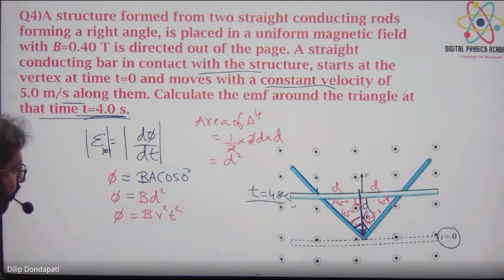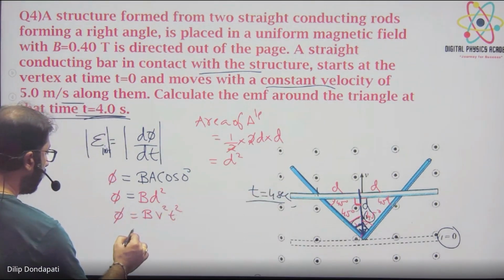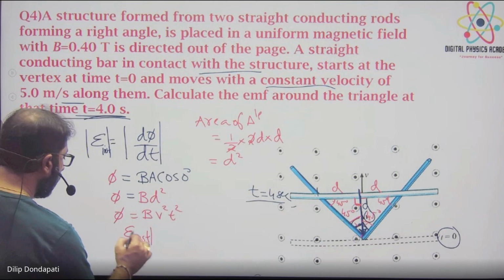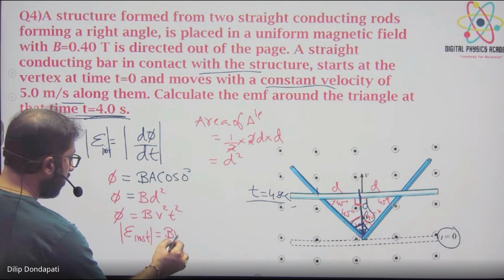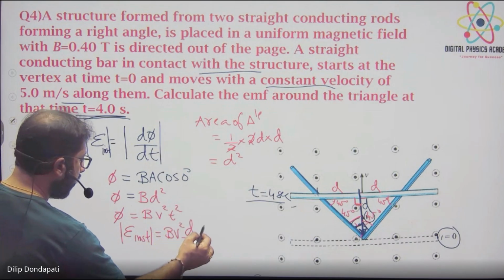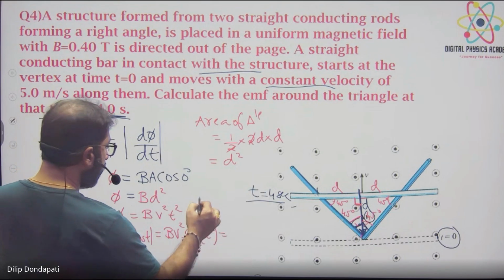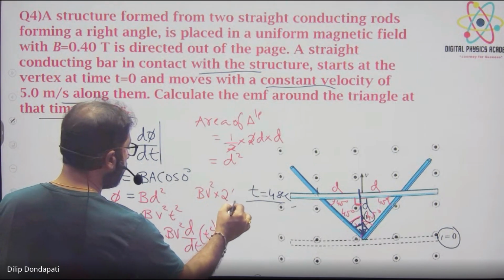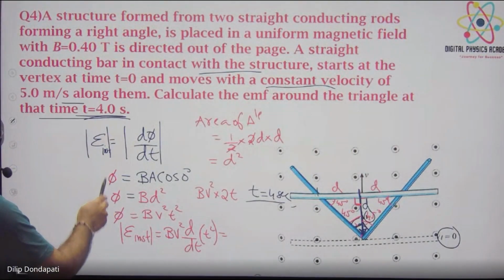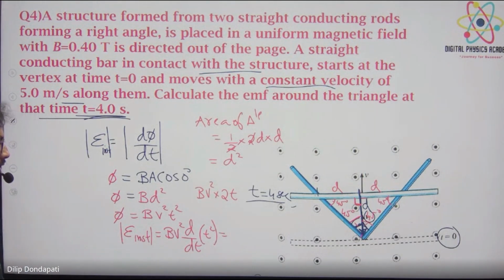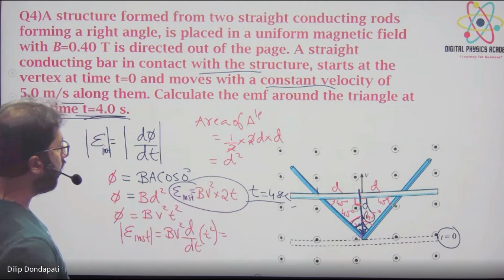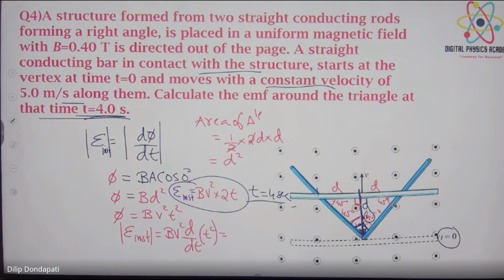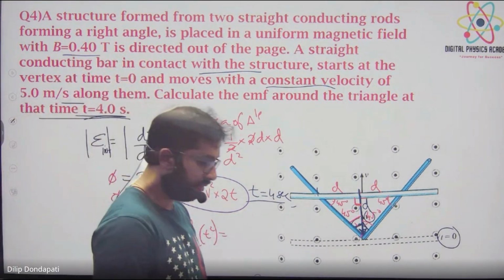Now do d phi by dt. Time is varying, so keep time inside. So E instantaneous is equal to d phi by dt. When you differentiate, B will come out, B is moving with constant velocity, that will also come out. B v square, d by dt of t square, which is 2t. So B v square into 2t is the EMF induced. Now velocity is given, time is given as 4 seconds, B value also given as 0.4 Tesla. Sir, 80. 80 volts.